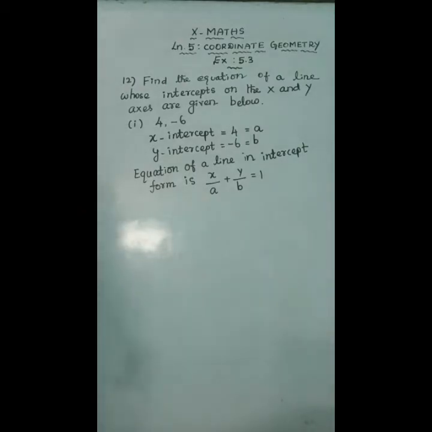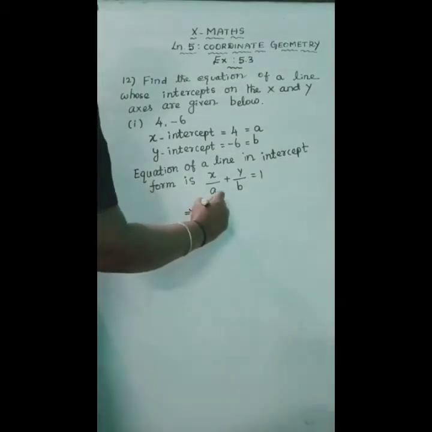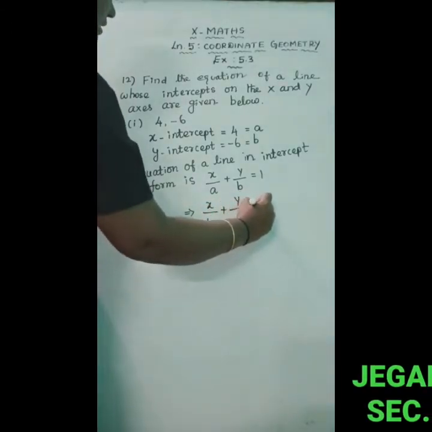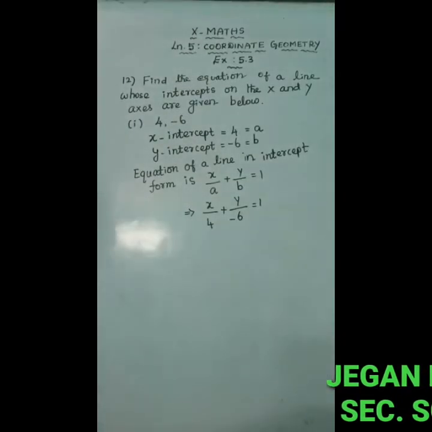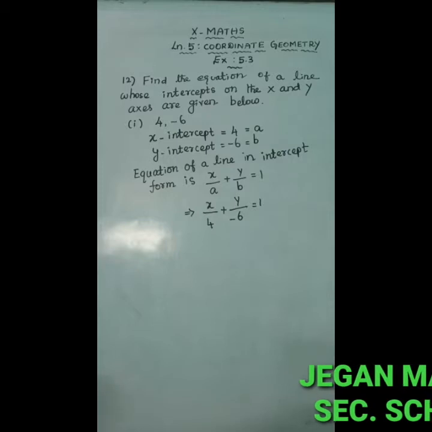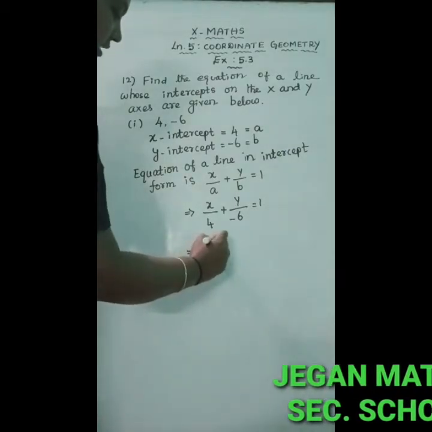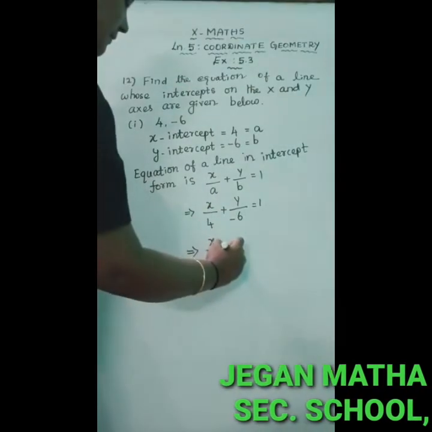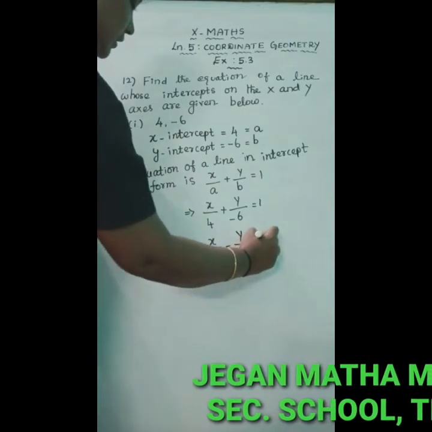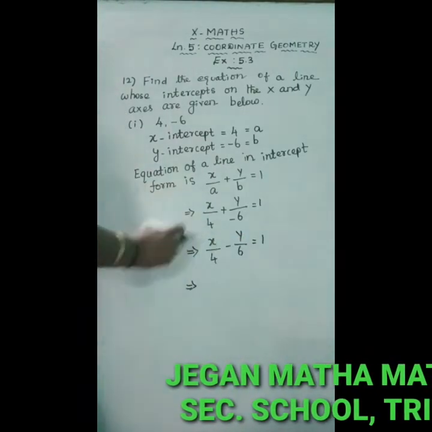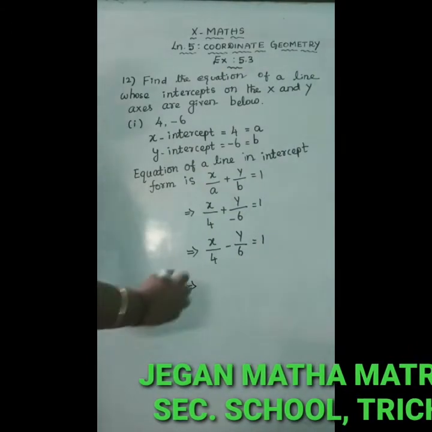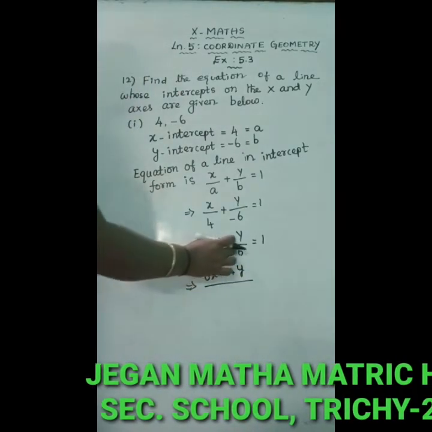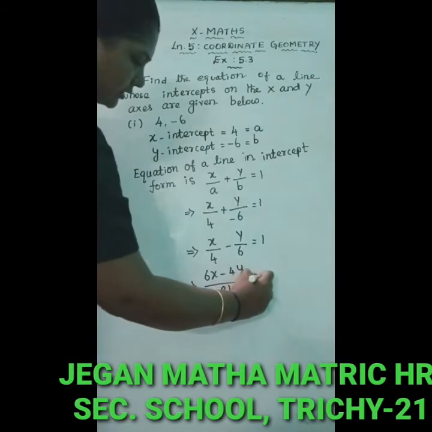Here we substitute the given values. So, x divided by 4 plus y divided by minus 6 is equal to 1. So, here x divided by 4, then plus into minus y divided by 6 is equal to 1. So, here take LCM now. 6 into x, 6x minus 4 into y, 4y divided by 6 4s are 24 is equal to 1.